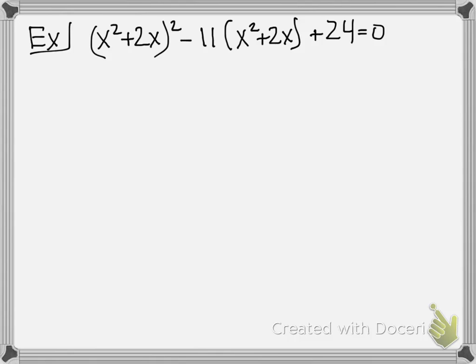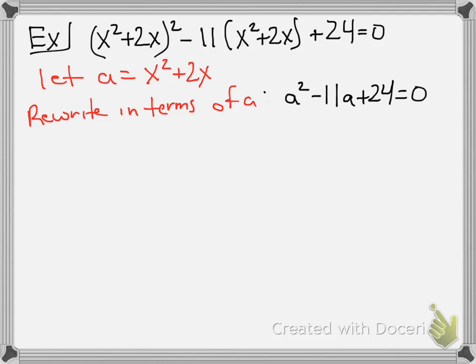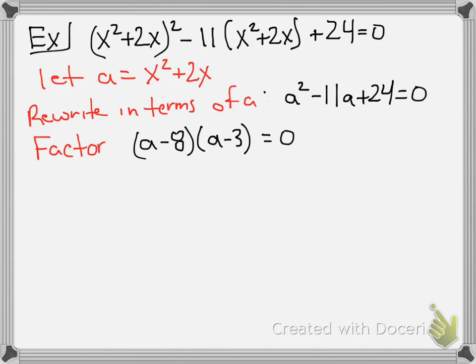All right, now here's a doozy. So again, the first thing we're going to see here, look, we've got this term here and this term here are both consistent. So I'm going to go ahead and define a as being x squared plus 2x. Okay, so more complicated value, but that's fine. I can do this. Rewrite it in terms of a, which gives us our quadratic equation, a squared minus 11a plus 24 equals 0.